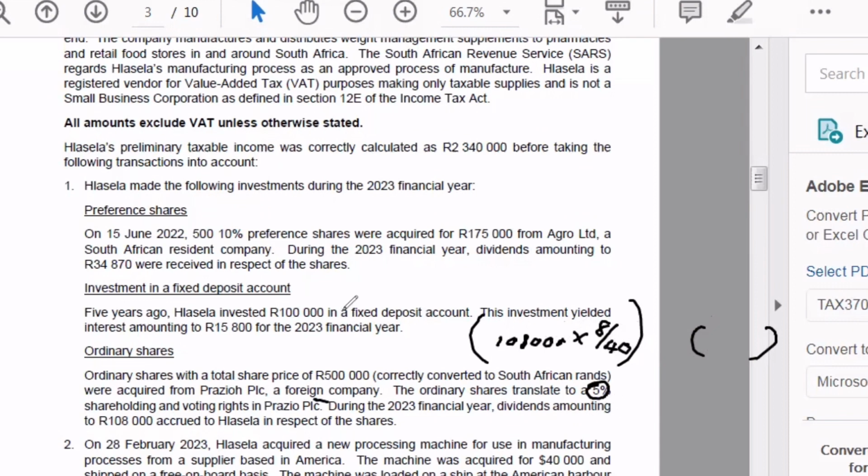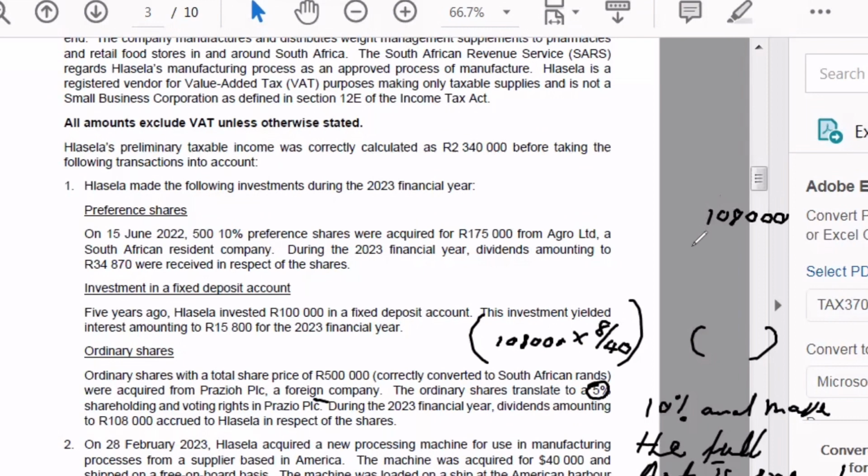Then you're asking, what if it's 10% and more? The full amount is exempt. Meaning to say you're going to indicate by first including because it is gross income. Then if you're holding 10% and more, you come and deduct it again in full. But if you're holding less than 10%, that means 8/40, a fraction of this figure, is the one that won't be taxed.